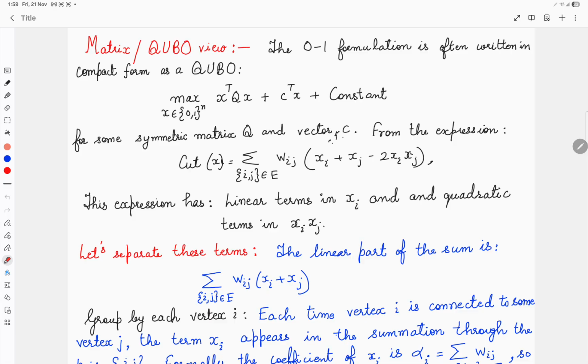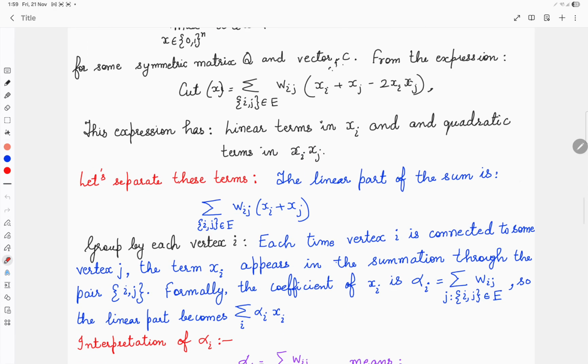this expression I am taking from the MaxCut solution, where we have to maximize this cut x, and the cut x was equal to the summation of the weights and this indicator expression. Now this expression has linear terms in xi and quadratic terms in xi and xj. So let us separate out the linear part and the quadratic part. So the linear part of the sum is, so this is our linear part, weights multiplied by xi plus xj. So this part is our linear part.